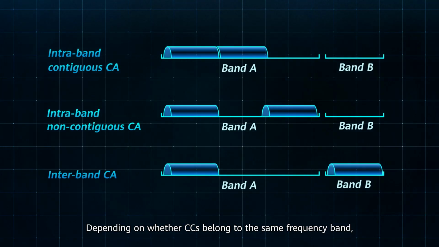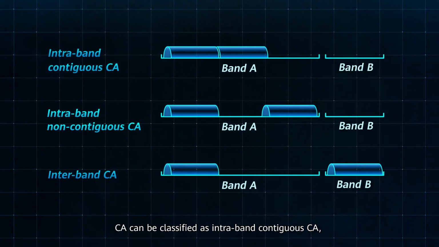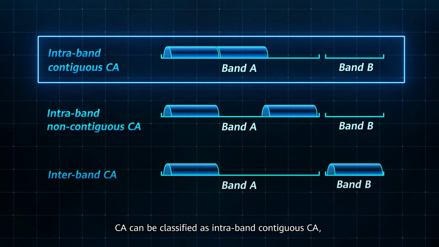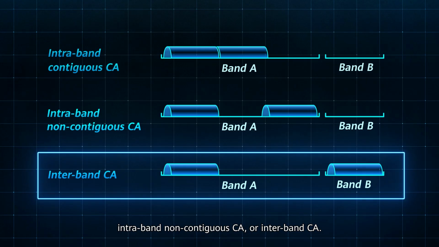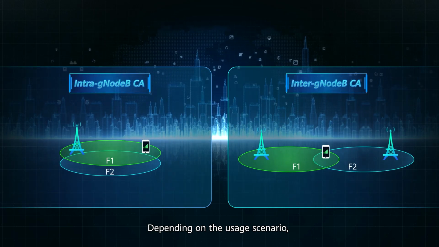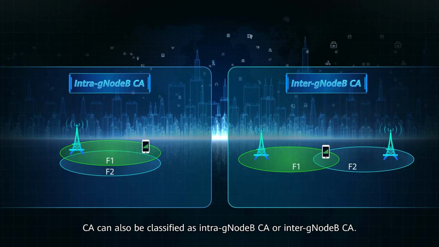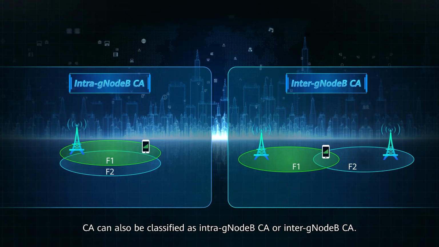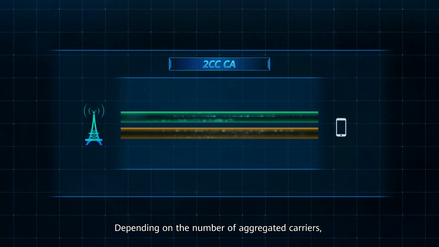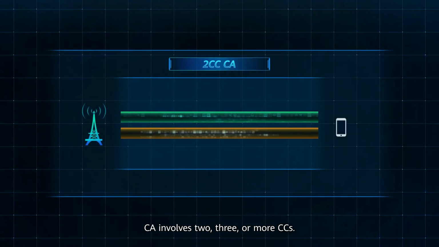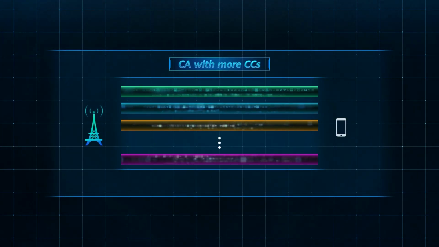Depending on whether CCs belong to the same frequency band, CA can be classified as intraband contiguous CA, intraband non-contiguous CA, or interband CA. Depending on the usage scenario, CA can also be classified as intra-gNodeB CA or inter-gNodeB CA. Depending on the number of aggregated carriers, CA involves 2, 3, or more CCs.